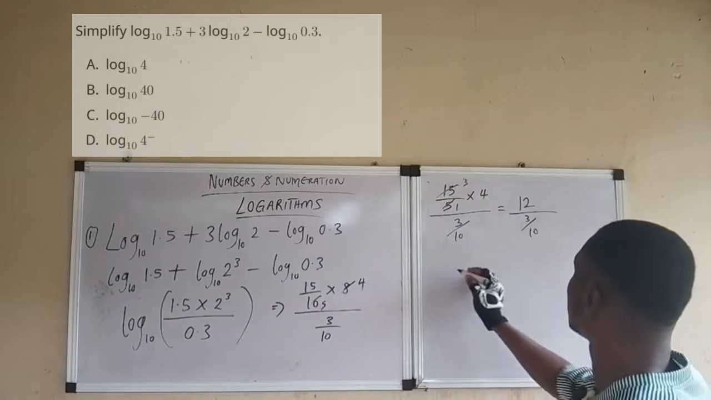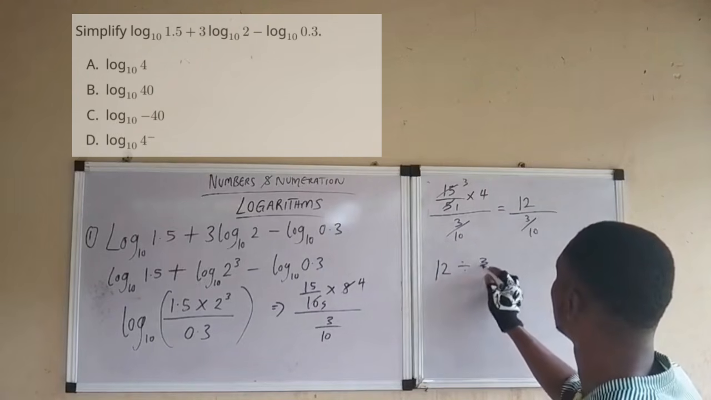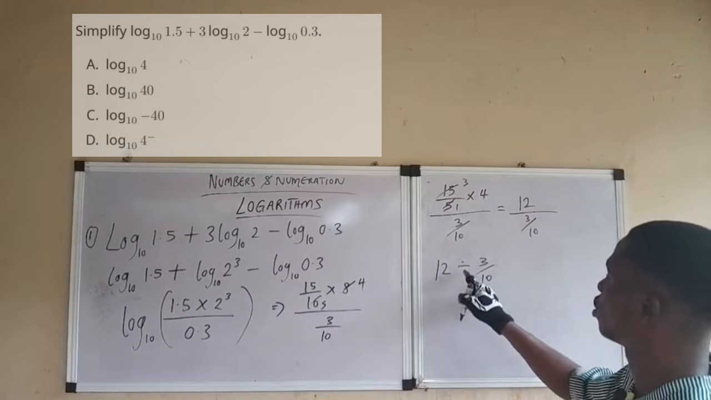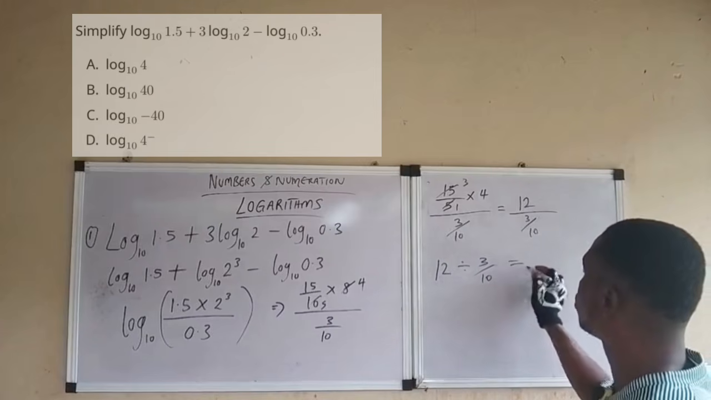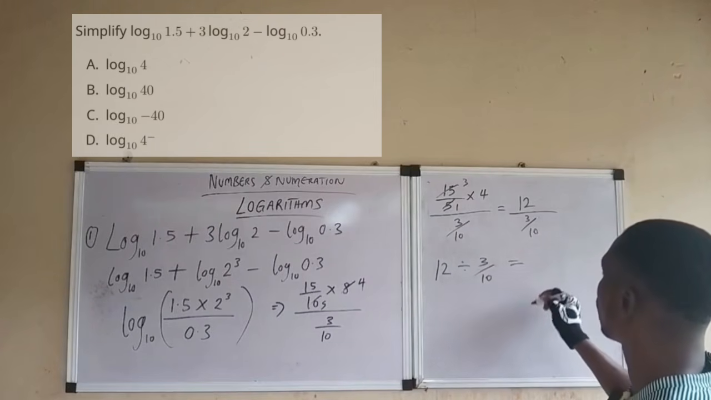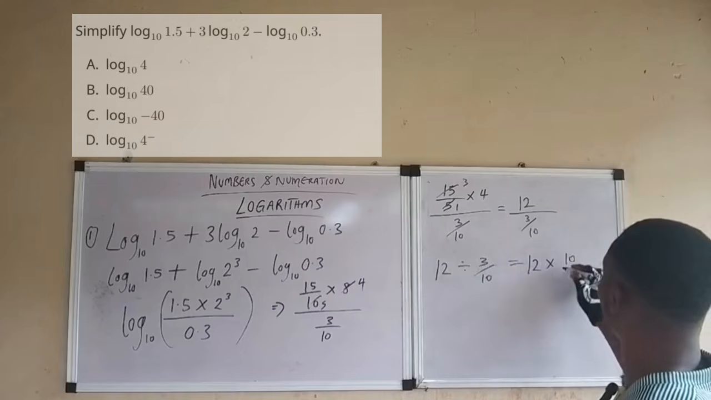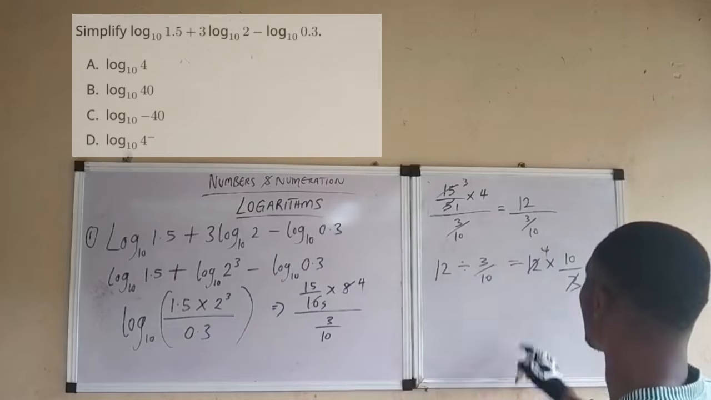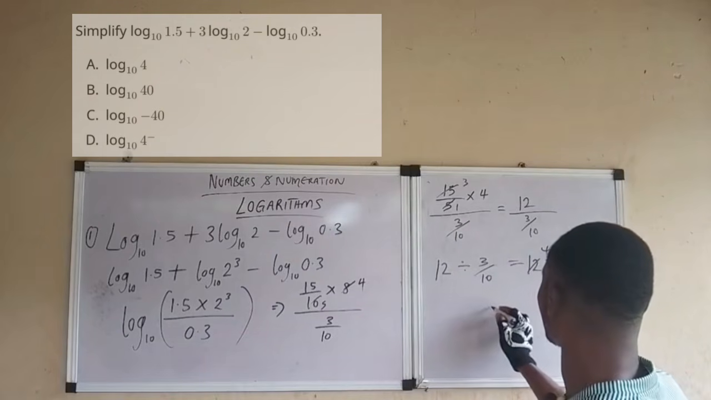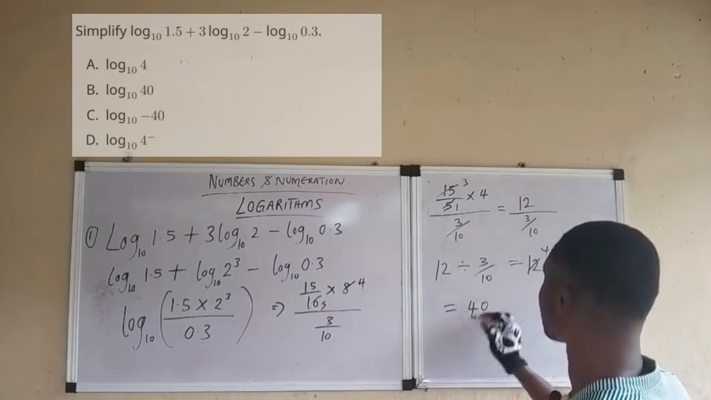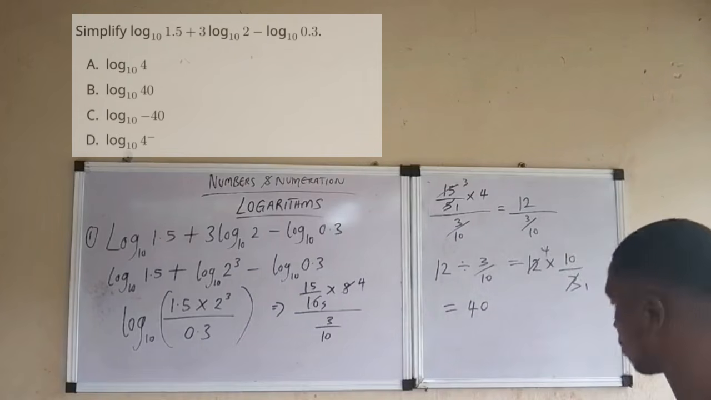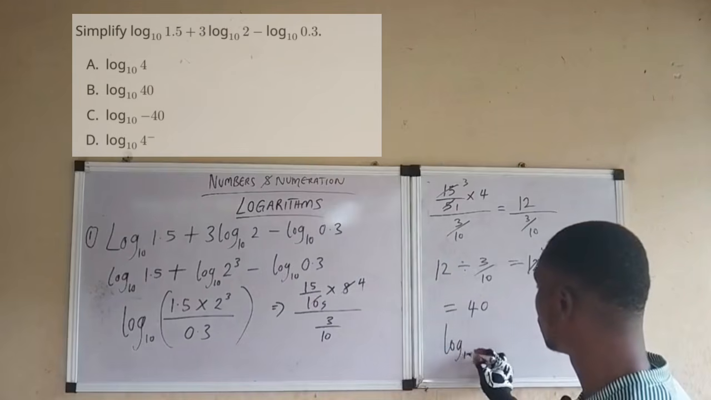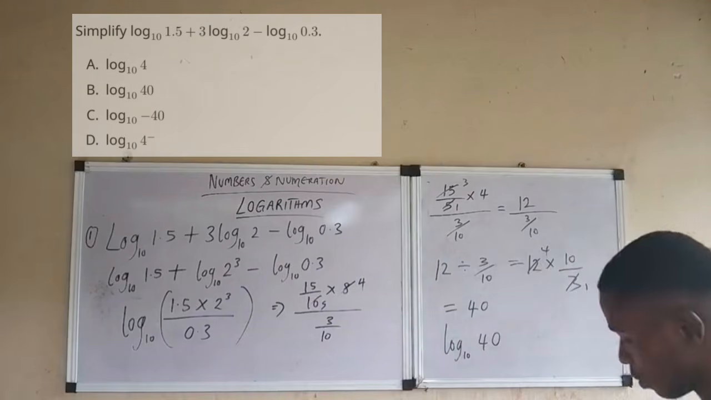Now, this is the same as 12 divided by 3 over 10. I remember that I taught you that when you want to simplify something like this, you have to change this division to multiplication. And when you do that, this fraction takes its reciprocal form. So we're having 12 times 10 over 3. Do you understand? So 3 here is 1, 12 here is 4. So we're having times 10, and the final value is 40, 4 times 10. So in essence, what we have is log base 10 of 40.